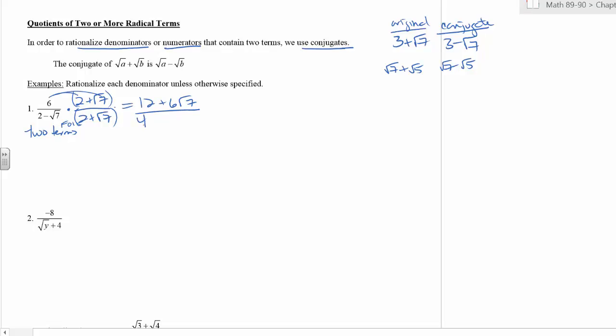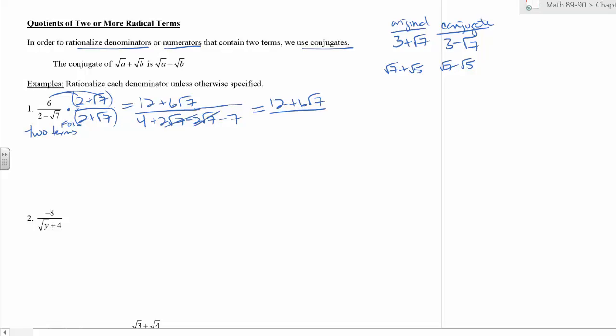So 2 times 2 is 4. Outer gives me 2 square roots of 7. Inner gives me negative 2 square roots of 7. And last, negative square root of 7 times square root of 7 just gives me negative 7. Simplify anything you can. So let's move over on top. Not much I can do right now. On bottom, the square roots of 7 cancel, and there you go.